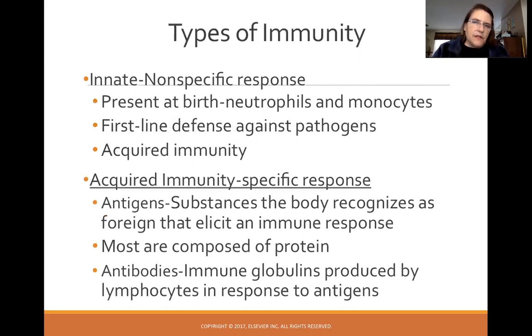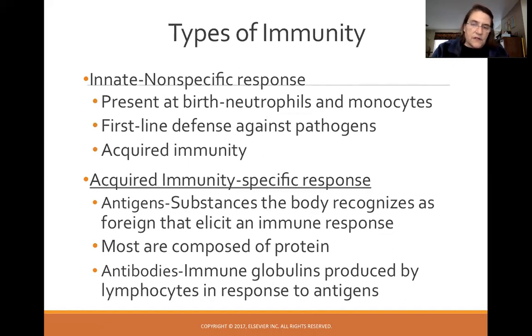Types of immunity. We have innate, nonspecific responses. These are present at birth. They're neutrophils and monocytes, and we've already talked about some of this. They present a first line of defense against pathogens. Like I said, they're present at birth, and they start the acquired immunity. Acquired immunity is specific responses.